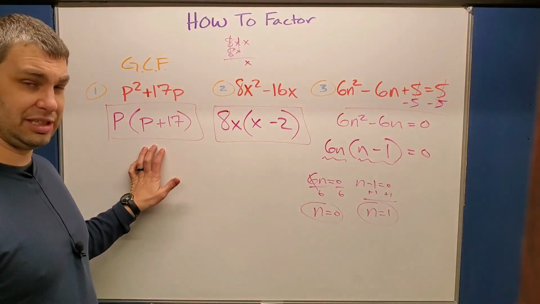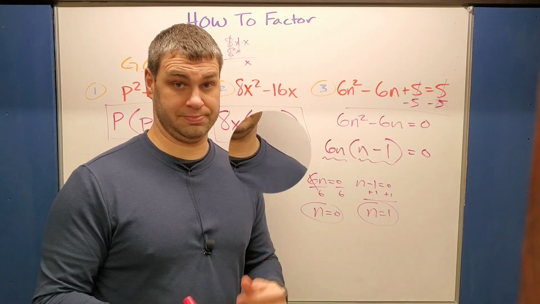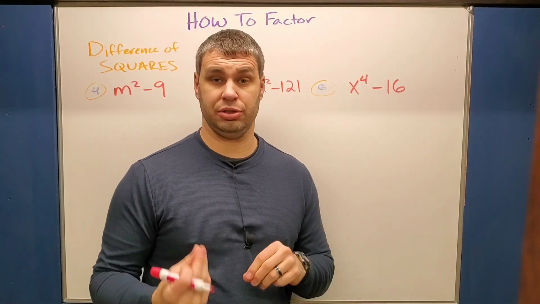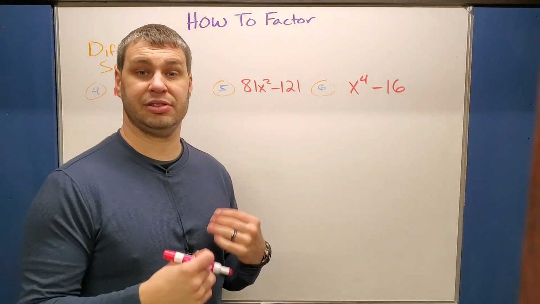This one, they're just going to say that those are the factors, right? Let's try our other type with two terms. The second type of factoring that we have when it comes to just having two terms is called difference of squares. Now, that word difference here means subtraction.